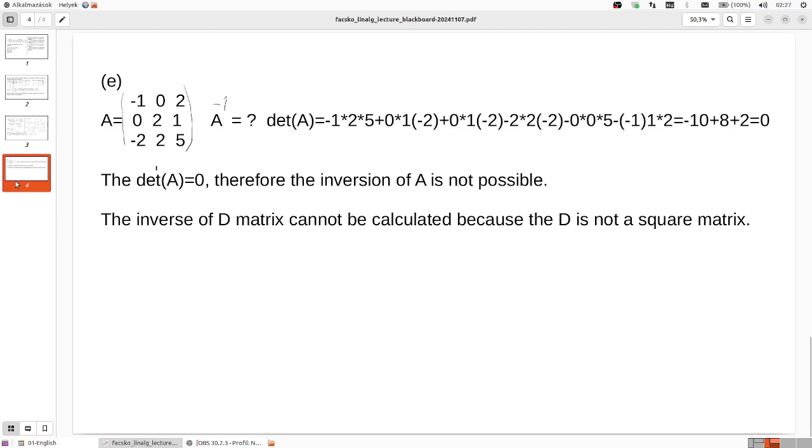Okay, I started to do the inversion for this A matrix, but its determinant is 0, so it's not possible. And for the D matrix, we cannot calculate the inverse matrix because it's not a square matrix.